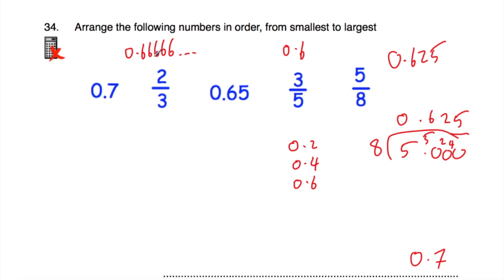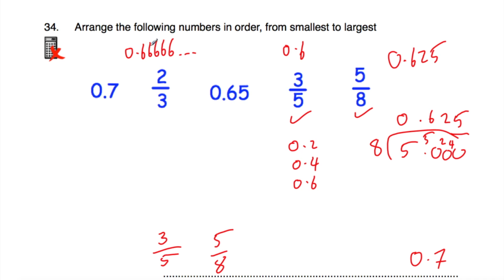Okay, now let's look at our hundredths. This one's got 6 hundredths. This one's got 5 hundredths. This one's got no hundredths. That's our smallest. And I'm going to write it as our original fraction, 3/5. So 3/5 is the smallest. So we've done that one. Okay, now let's look again at the hundredths. 6 hundredths, 5 hundredths, and 2 hundredths. That's our next smallest. So 5/8. So we've done that one and that one.